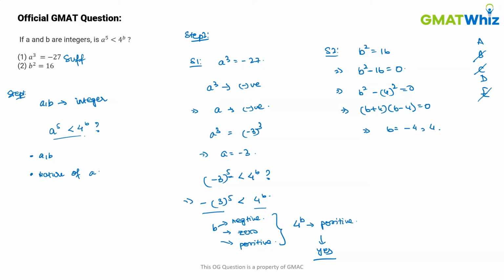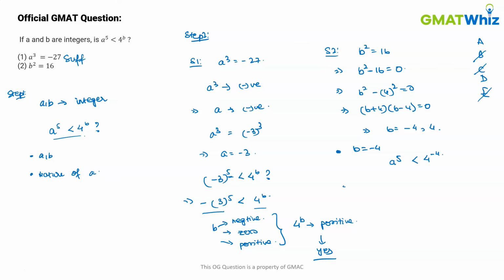Now if you look at the question stem, we have to check if a to the power 5 is less than 4 to the power b. So if b is equal to minus 4, this is the first case, a to the power 5 will be less than 4 to the power minus 4. But we do not know about the nature of a, right? a can be positive. If a is positive, then this may or may not hold. If a is negative, then this holds. So we are getting two contradictory answers.